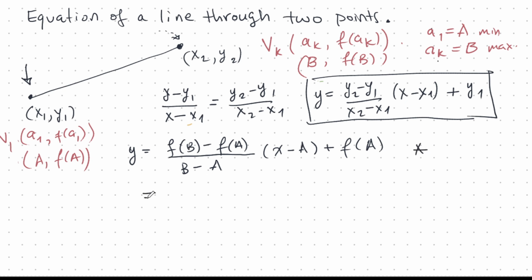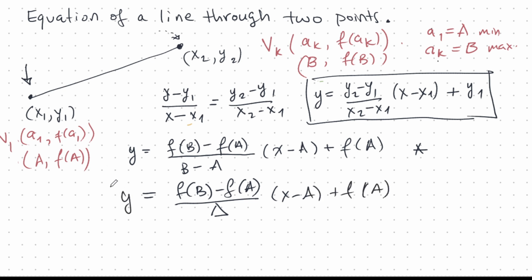which I can do one more thing. f of B minus f of A over delta, times x minus A, plus f of A. And there's the equation of our line, which we will use now. Well, this is a very interesting equation. So you might be wondering, well, what if I choose the other point?